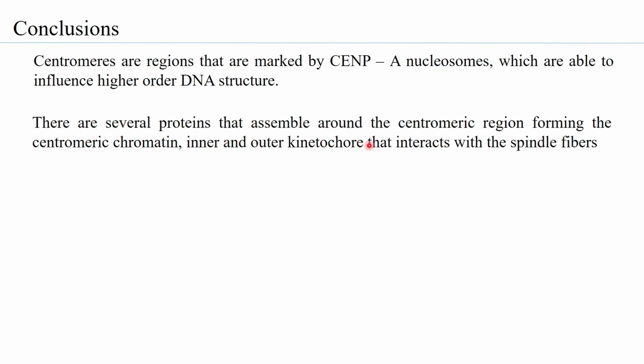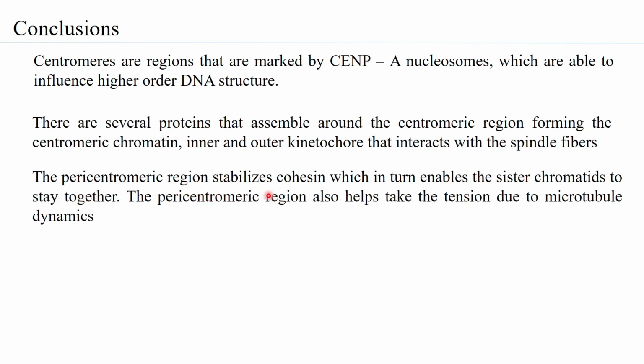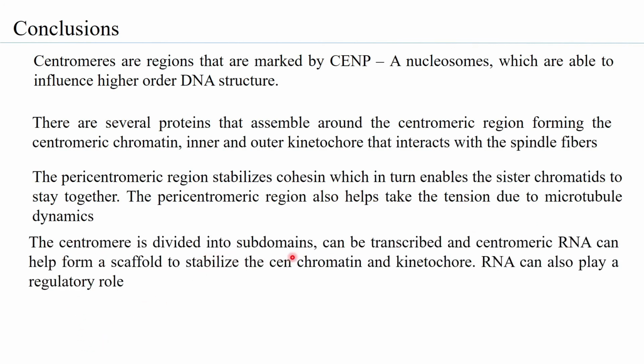There are several proteins that assemble around the centromeric region, forming the centromeric chromatin, and the inner and outer kinetochore that interacts with the spindle fibers, and therefore centromeres are associated with segregation of chromatids in cell division. The pericentromeric region stabilizes cohesion, which in turn enables the sister chromatids to stay together. The pericentromeric region also helps take the tension due to microtubule dynamics. The centromere is divided into subdomains, can be transcribed, and centromeric RNA can help form a scaffold to stabilize the centrochromatin and kinetochore. So RNA can also play a regulatory role in this.